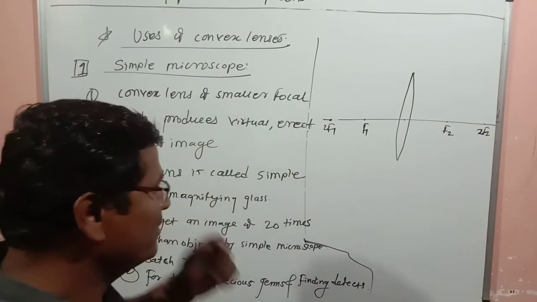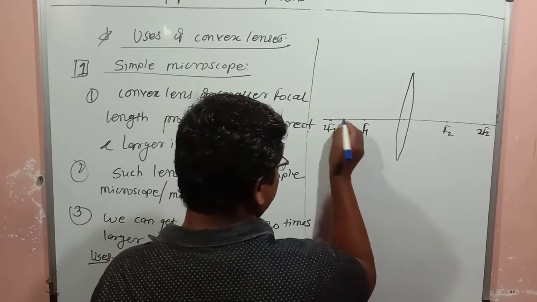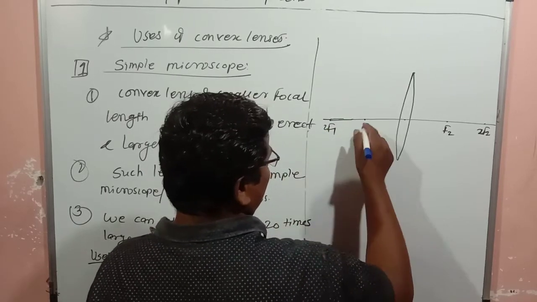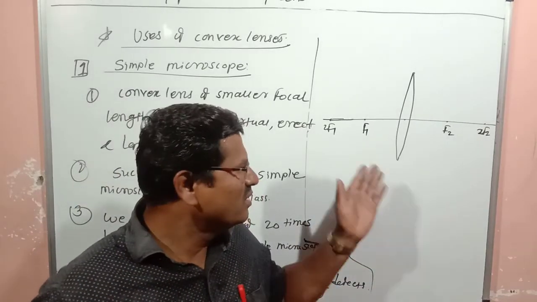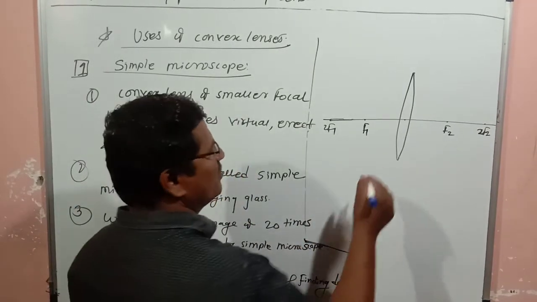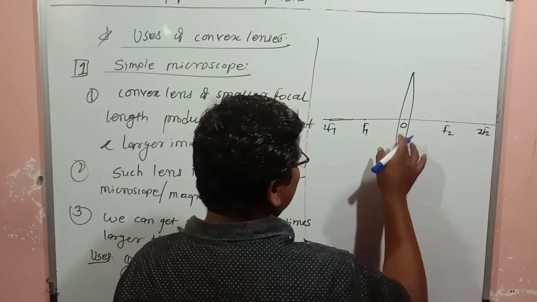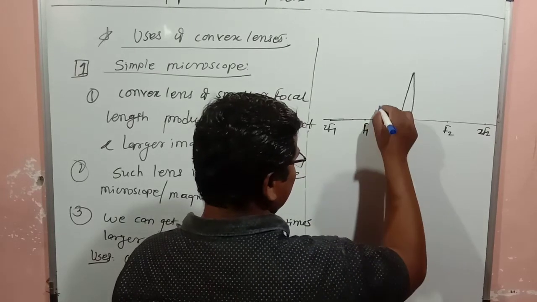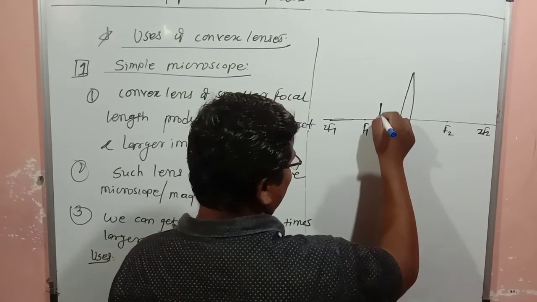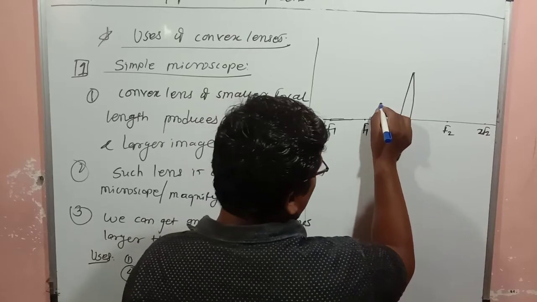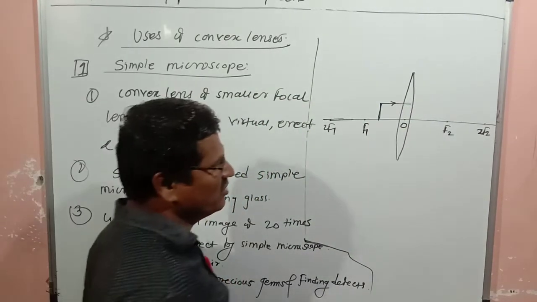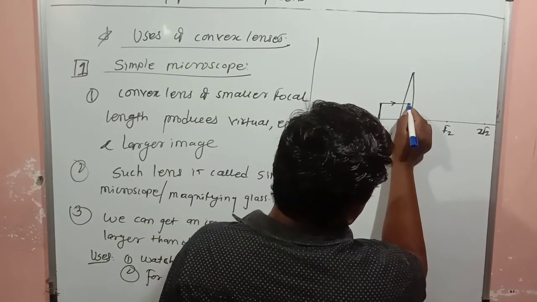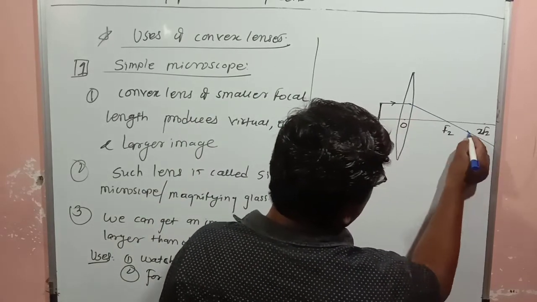So what happens when you keep the object between F1 and the optical center O? The first light ray travels parallel to the principal axis. After refraction, it will pass through the principal focus F2.